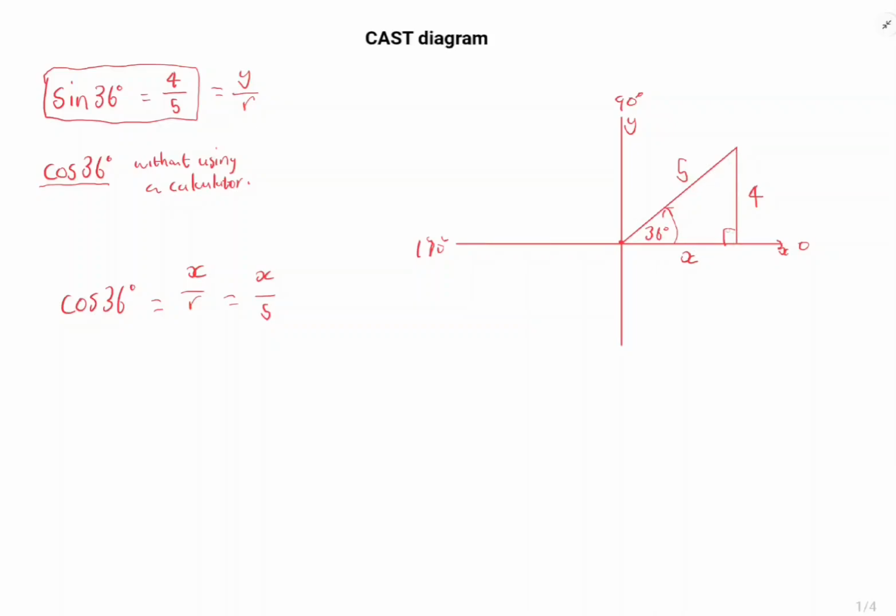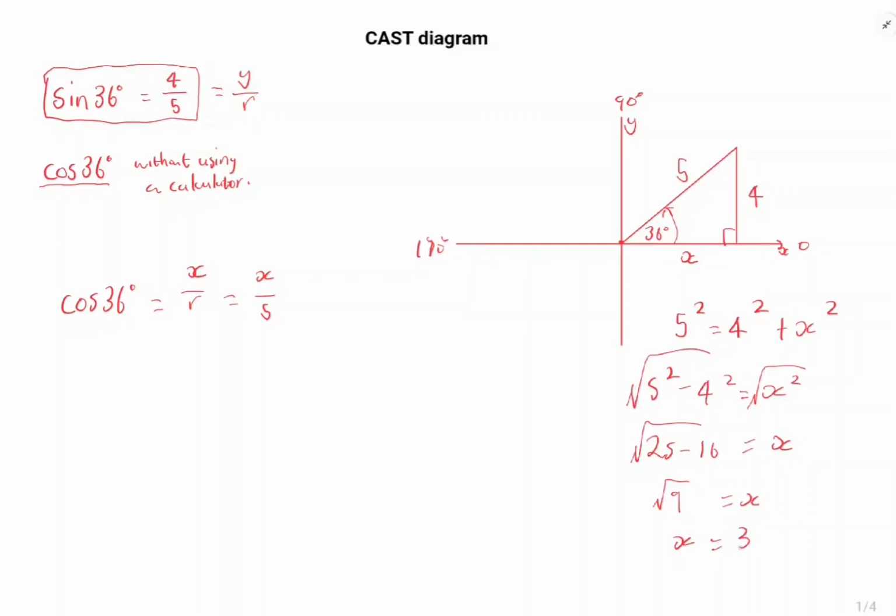Look at this triangle. It's a right angle triangle, right? So we use good old Pythagoras to solve for x. So 5 squared minus 4 squared is equal to x squared. It's 25 minus 16. What is that? Square root of 9, which is x. X is equal to 3.